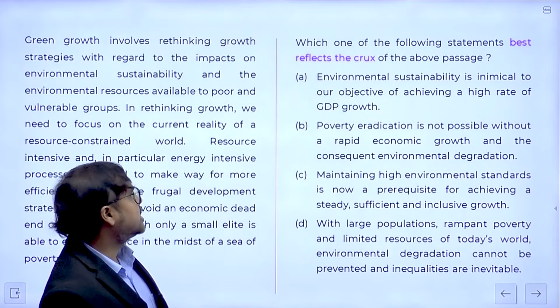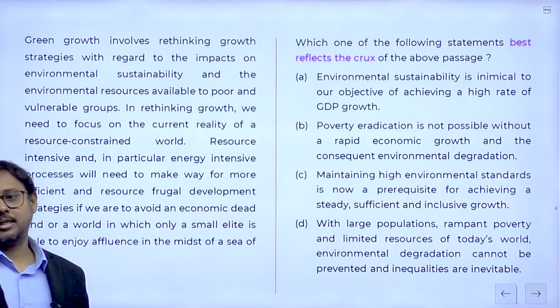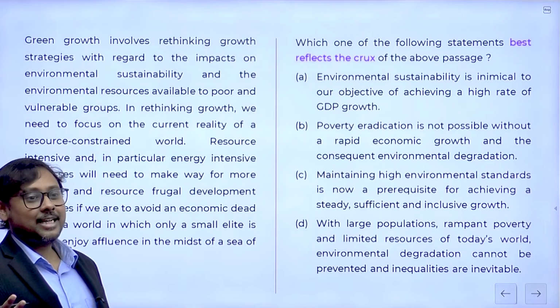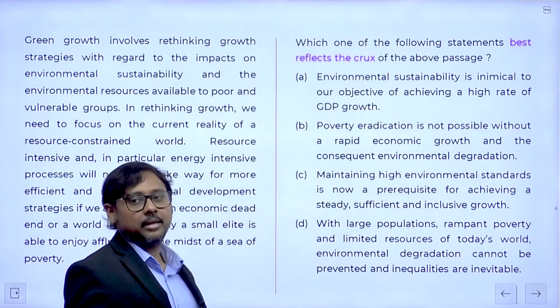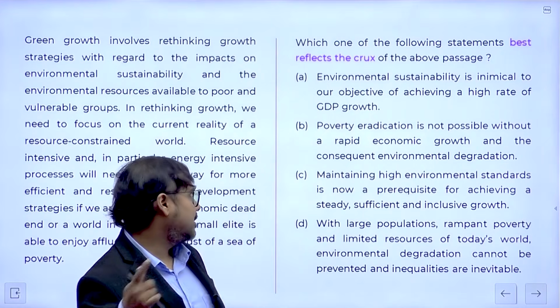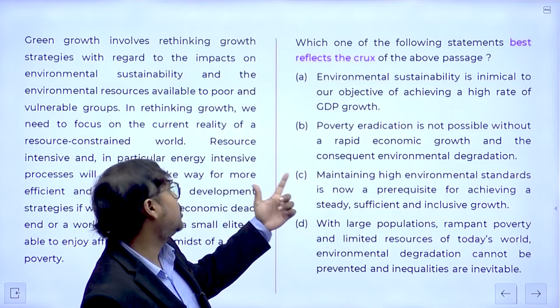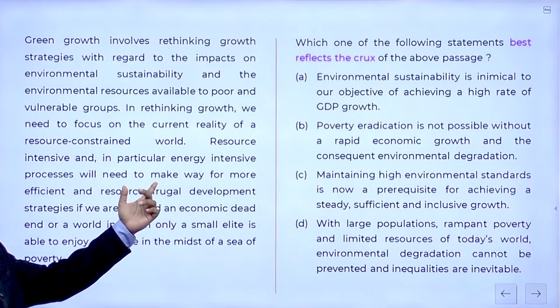Environmental sustainability is inimical. What does the word inimical mean? Inimical is enemy, it's opposite, right? Environmental sustainability is inimical to our objective of achieving a high rate of GDP growth. Why is this incorrect?